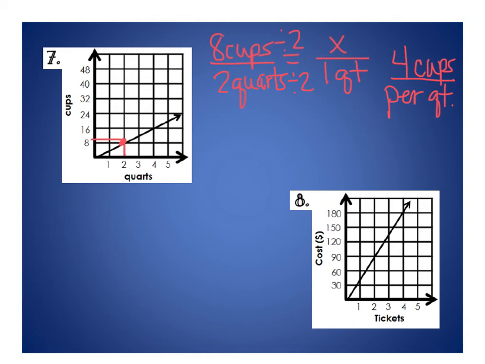On number 8, I'm not real sure exactly where the point is at 1 ticket. But I do know that 2 tickets cost $90. So we would say $90 for 2 tickets. We want to find out how much it's going to cost for 1 ticket. So we would divide by 2, divide by 2. 90 divided by 2 gives us 45. Therefore, it is $45 per ticket.